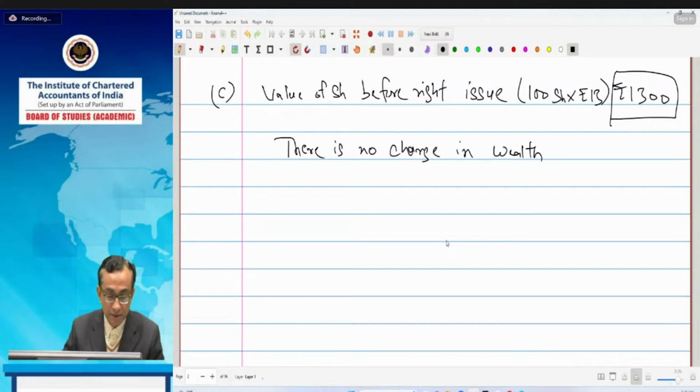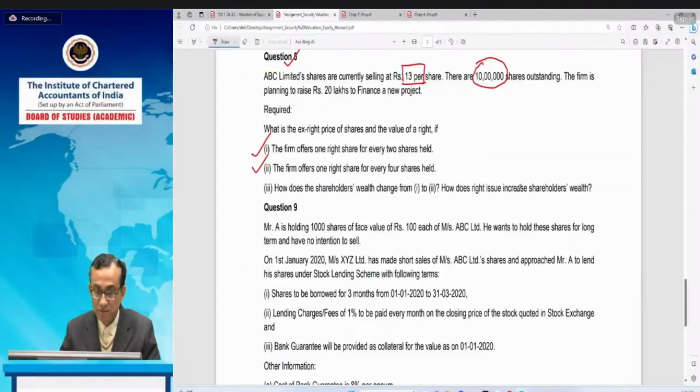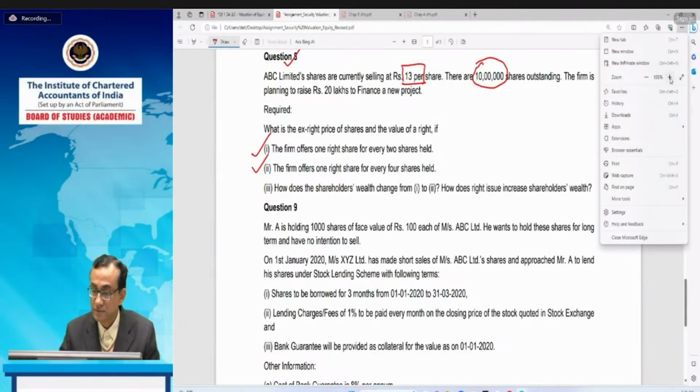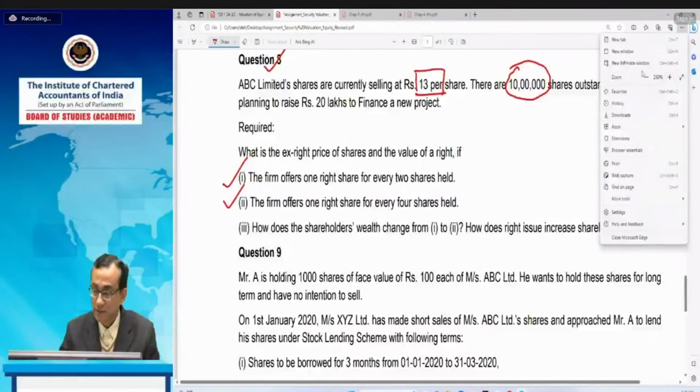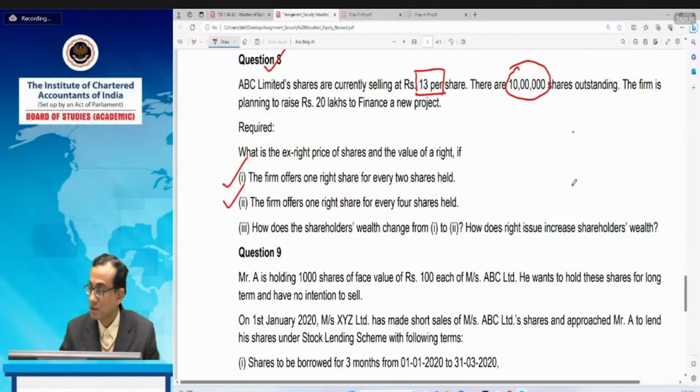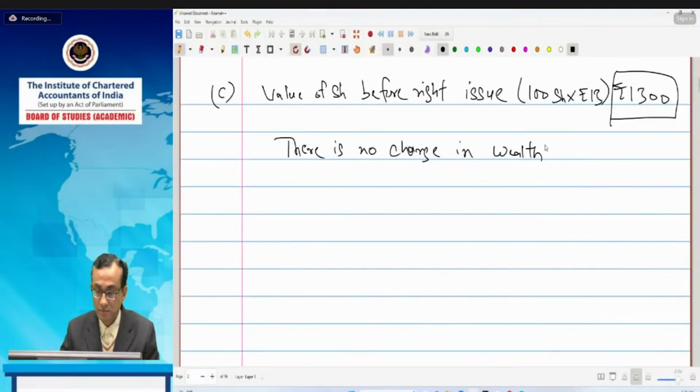Zoom a bit. I think your question you are asking. Zoom it further. I will just increase the font. I think it is now more clearly visible. The question. Okay.